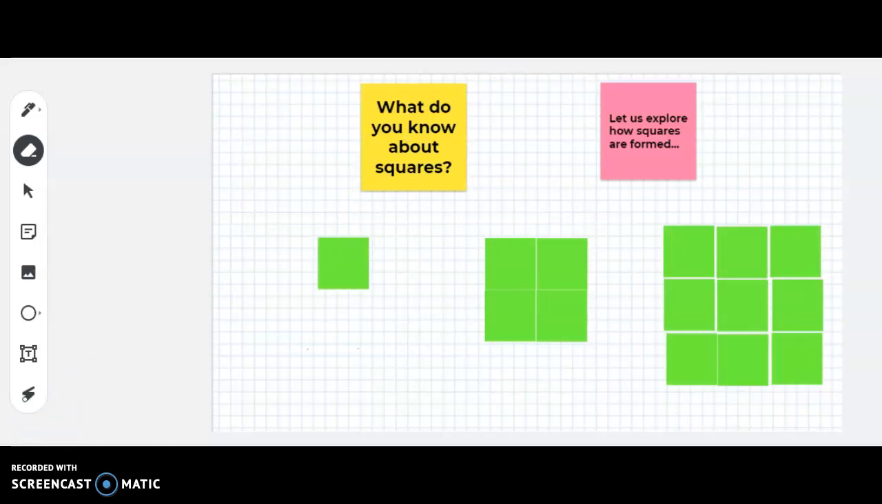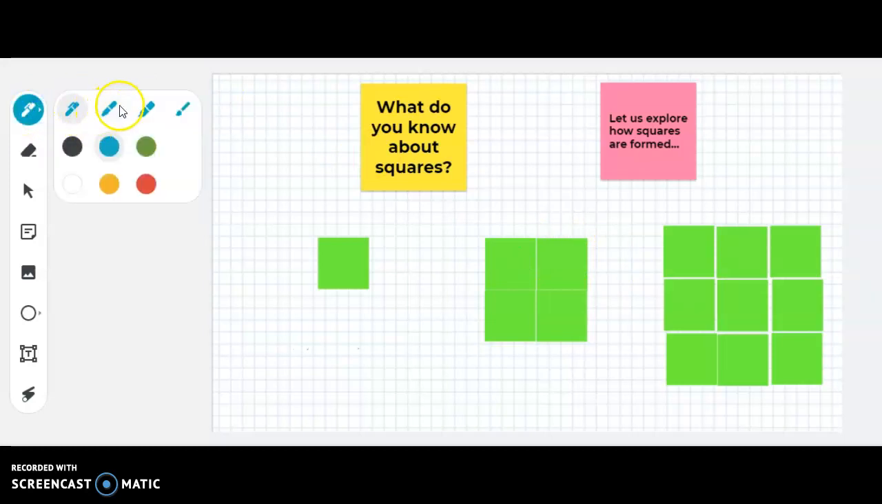So what do you know about squares? If you check here, this one is 1 square. We want to explore how squares are formed. So I have 1 and 1. So 1 times 1, we are going to have 1 times 1 equals 1. Still remains the same. And how many 1 centimeter squares will you see here?